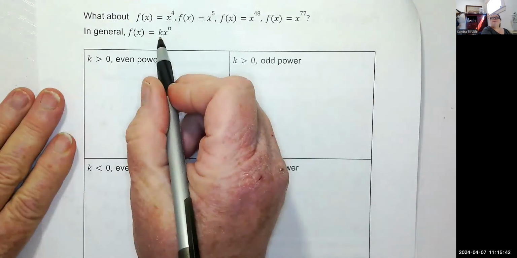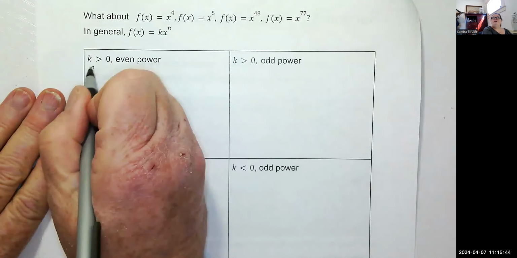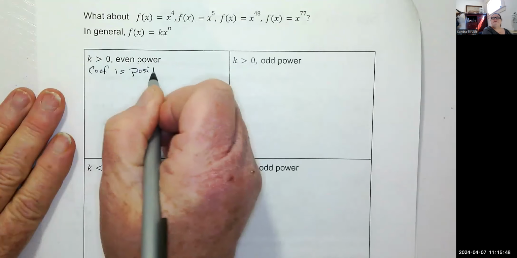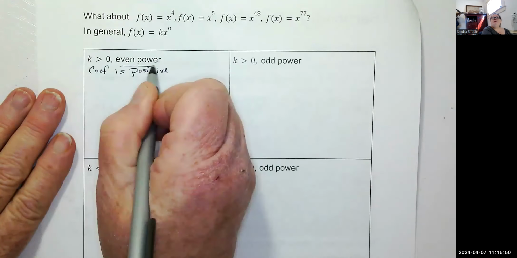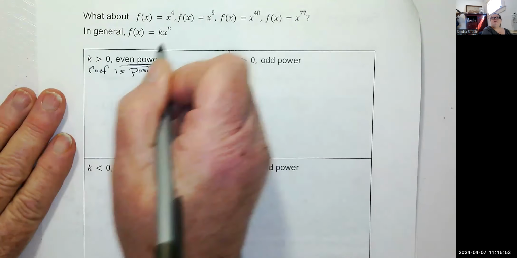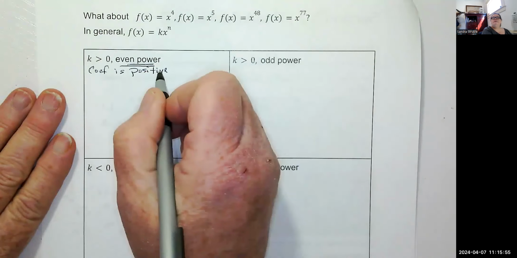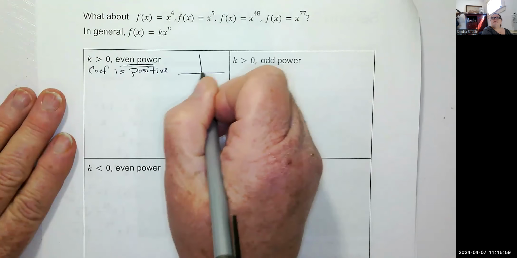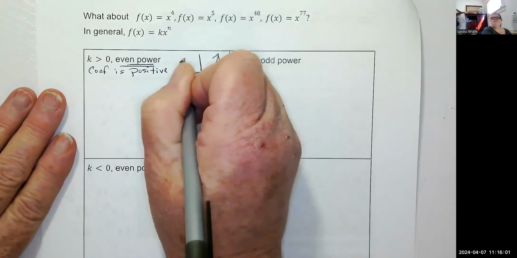If your coefficient is positive and you have an even power, your n is even, then it's going to look like this in some format.